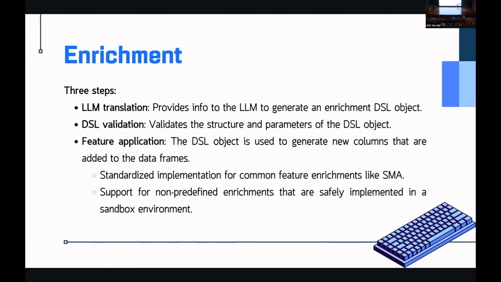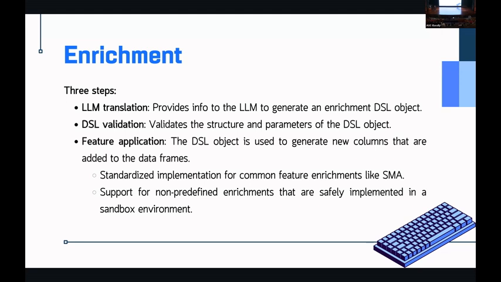We go to the enrichment. This is primarily 3 steps. First of all, the LLM translation. We provide our list of enrichment features and information about our data to the LLM, and it generates an enrichment DSL object that tells us how to enrich our data. Now, since the output of the LLM isn't exactly perfect, we put the DSL object into a DSL validator to make sure the format and the parameters are correct. And after that, we take that DSL object and we give it to our enrichment engine.